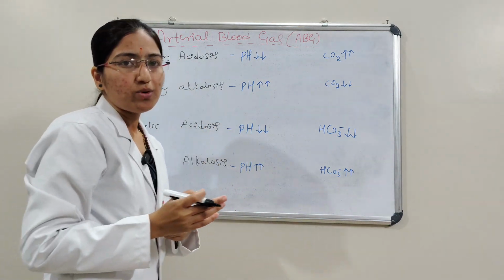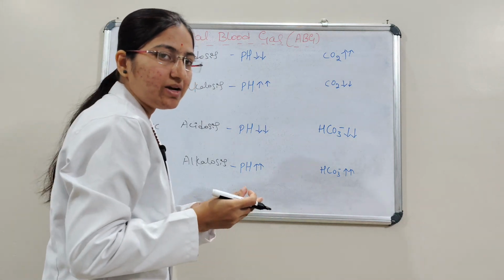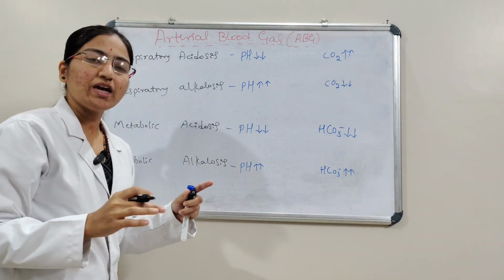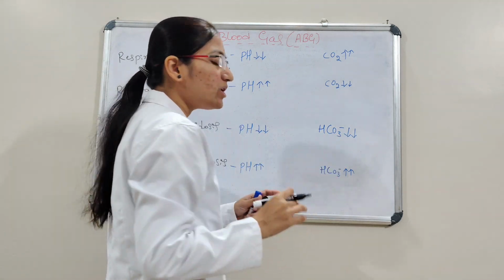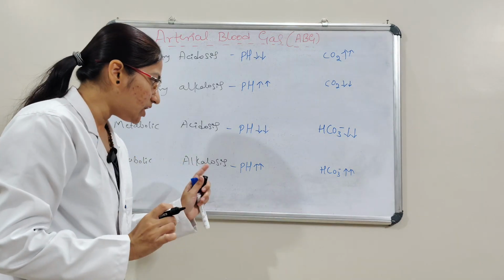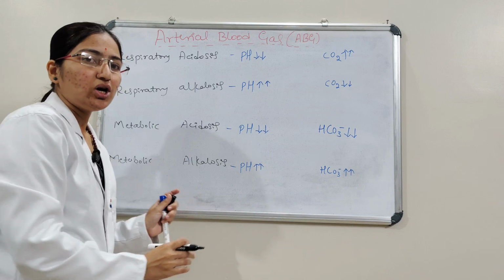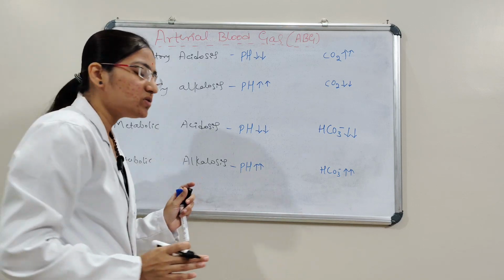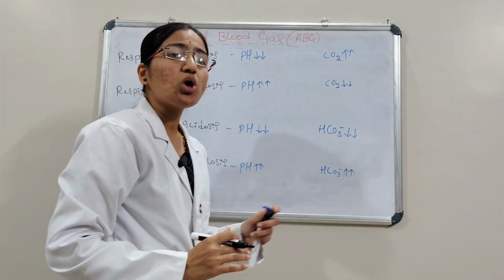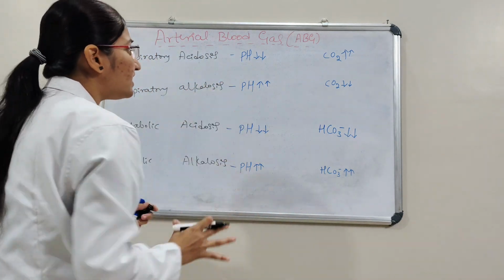And then comes the metabolic acidosis. Here with the kidney problems, because the excretory system is not okay, diabetic ketoacidosis and all. Here pH decreased, blood pH decreased. That's why bicarbonate level also decreased. And then comes the metabolic alkalosis. Here pH increases, due to the vomiting and all, excessive vomiting and all. Bicarbonate level also increased.